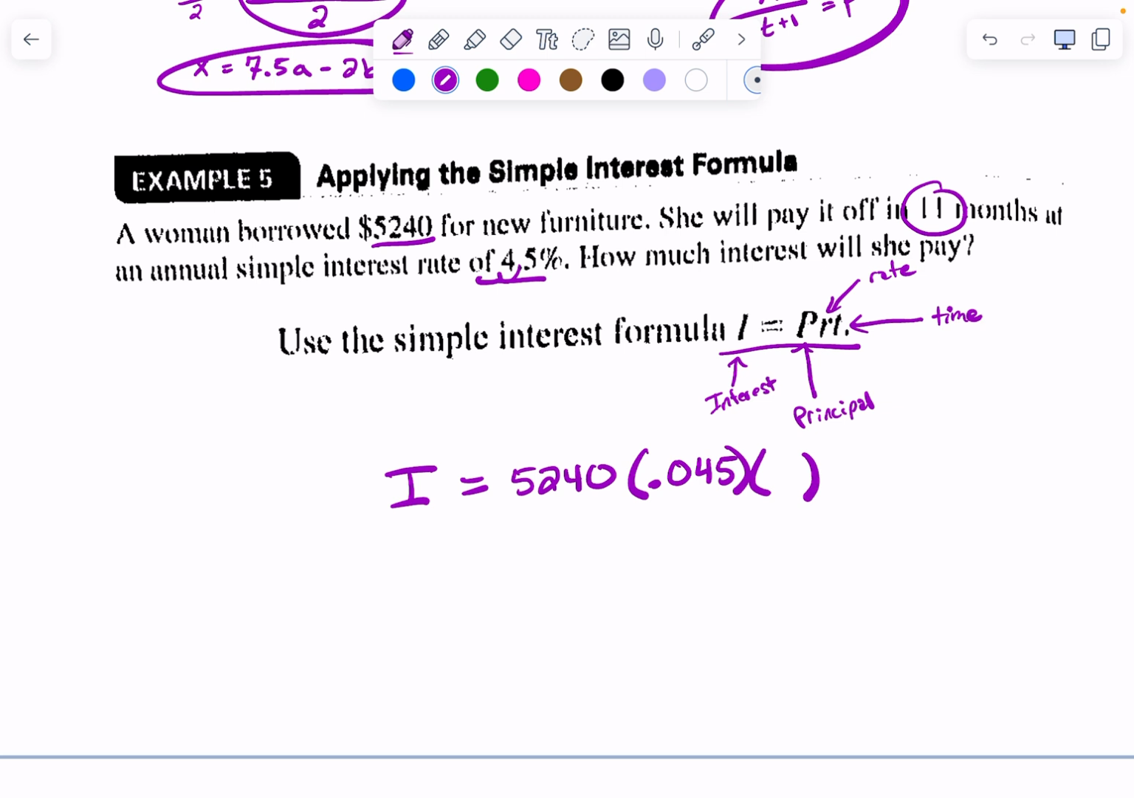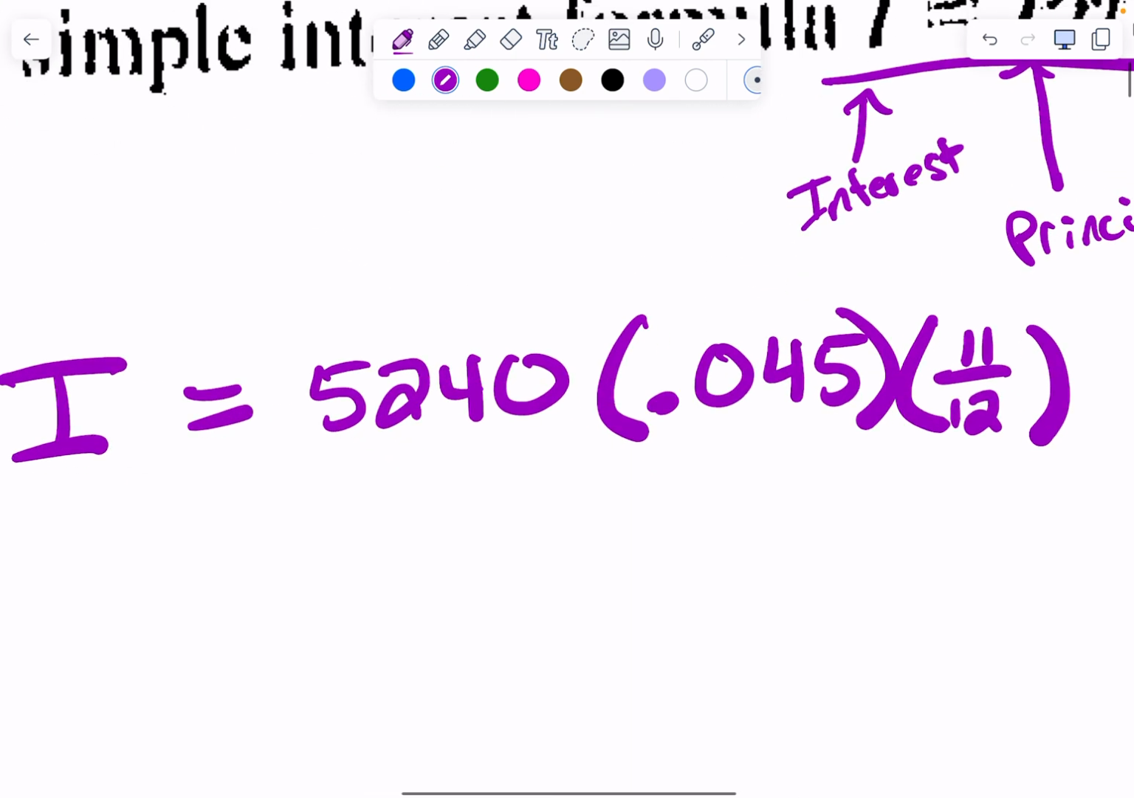T is in years, but they give us 11 months. So how do I figure out how many years that is? Yeah, I would take 11 over 12. That's how many years that is, right? It's 11/12 of a year, right? Okay. So we're just going to multiply those together. This guy times 11 divided by 12, right? We could do it that way. And how much interest?